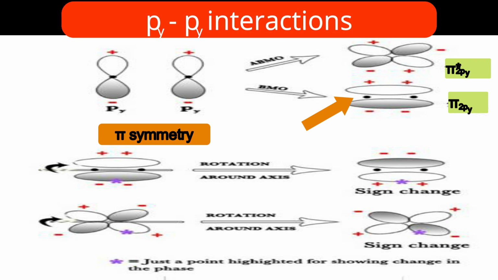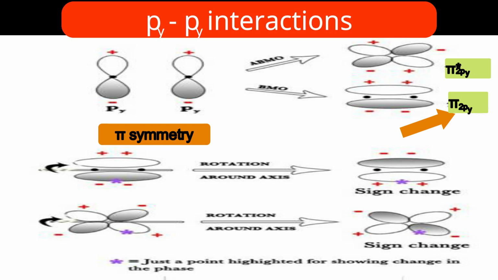So the positive lobe of one and the positive lobe of the other will interact laterally. Constructive, additive interference produces a large positive lobe, which is the upper lobe, represented by white coloration. And the negative lobe, the lower lobe of one orbital, will interact with the negative lobe of the other orbital to produce a large negative lobe. It is a pi symmetry orbital produced due to 2py. Therefore, pi 2py is the representation for that bonding molecular orbital, which is of low energy.